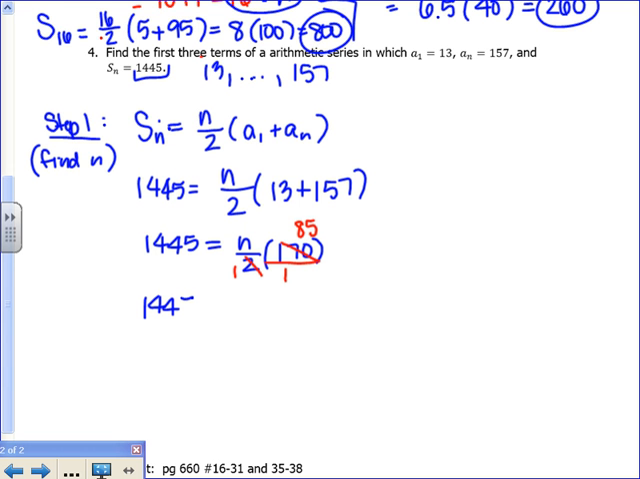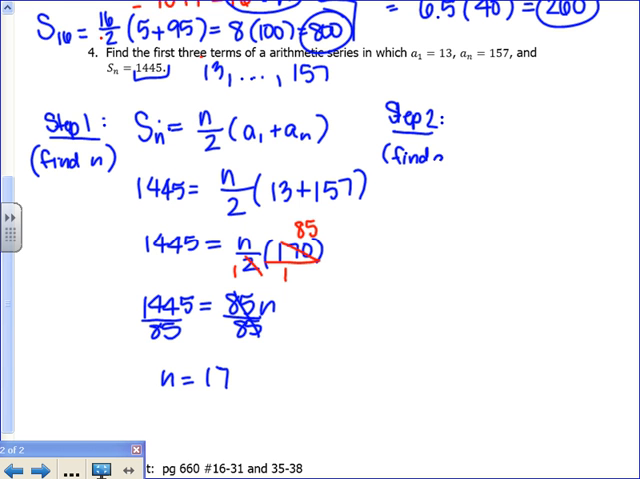Continuing on, I have 1445 equals just 85 times n. Divide by 85 on both sides. And finally, n equals whatever 1445 divided by 85 is, which actually just happens to be 17. So that means there's 17 numbers in this sequence. Okay? Now, next step. Remember, we're looking for the first three terms in this sequence. All we know is there's 17 terms in here. We don't quite know what they're counting by yet. So we need to find d.